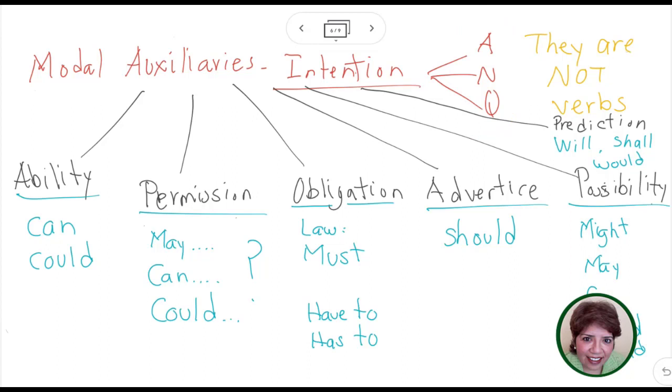Pero estos, they are not verbs, no son verbos, no se pueden trabajar solitos, siempre tienen que ir acompañaditos de un verbito a su ladito. Y nos sirven para expresar abilities, permission, obligation, advice, consejos, possibilities, and predictions. ¿Sí? Habilidades, permisos, obligaciones, consejos, posibilidades y predicciones. ¿Cuáles son estos? Can, could. Yo, para expresar una habilidad, yo puedo cantar. I can sing.